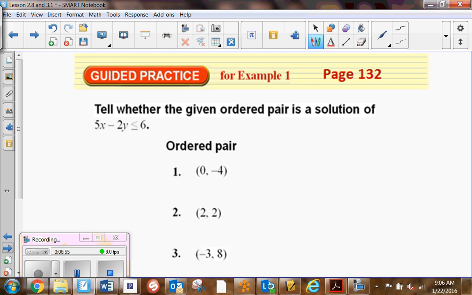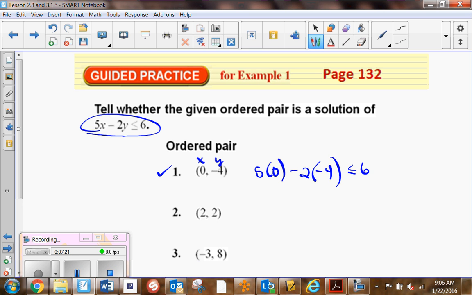Well, what if I didn't give you a graph? Instead, I just gave you an inequality and asked you, is this ordered pair in that shaded area? Well, it's very simple. You just plug that in and see if this x and this y make the statement true. So in this case, in number 1, I'd have 5 times 0 minus 2 times negative 4 is less than or equal to 6.